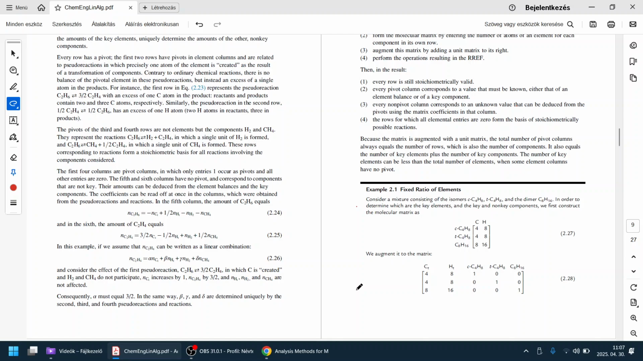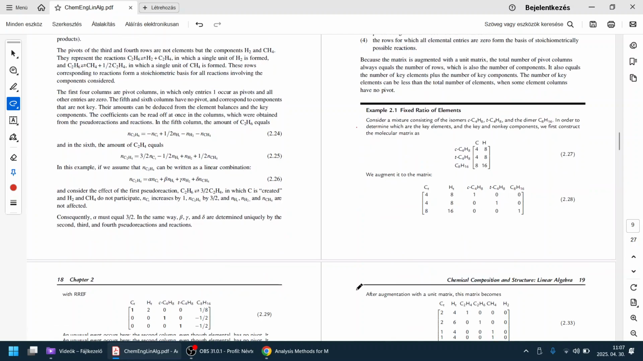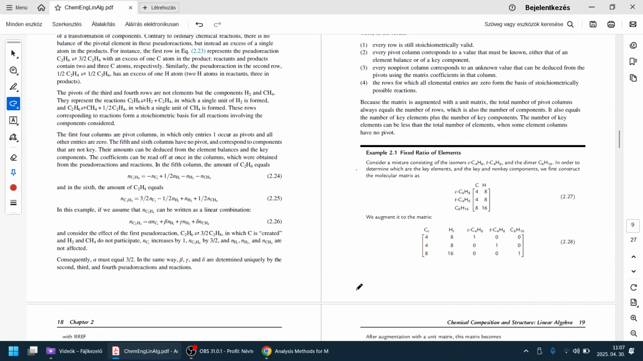Okay, so we have these, and then we write down the molecular matrix, and it is not written here, and I don't see it anywhere, but I think the rows have this C4H8, C4. Okay, wait. Isomers. Oh, great, that's nice.